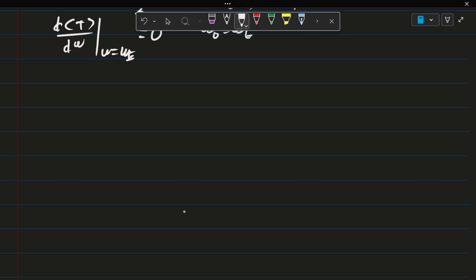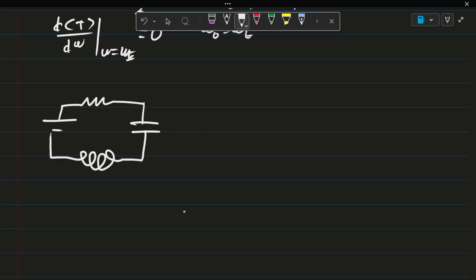So we will be talking about circuits. Let's say you have a voltage generator, a resistor, and then you have a capacitor, and then you have an inductor. The question is, what's the equation of motion of the charge at this particular plate?